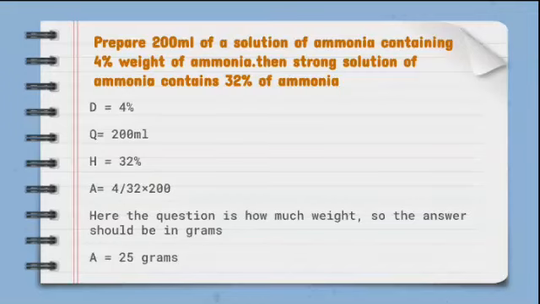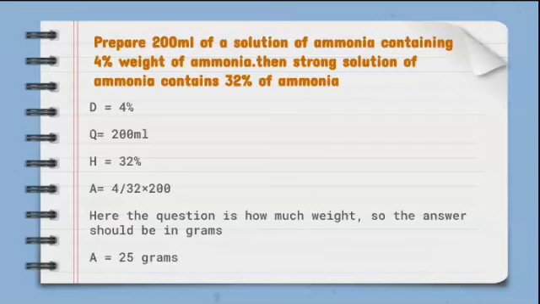Prepare 200 ml of solution of ammonia containing 4% weight of ammonia. Okay, 4% weight of ammonia, and you have to prepare 200 ml of solution. The strength of the strong solution you have is 32% ammonia. So the strength in hand is 32%, that is H is 32%. The strength you need to prepare, that is the desired strength, is 4%. The quantity you are going to prepare is 200 ml.